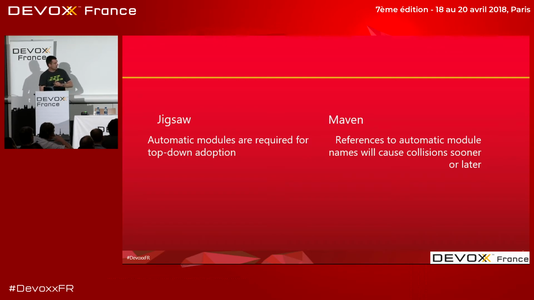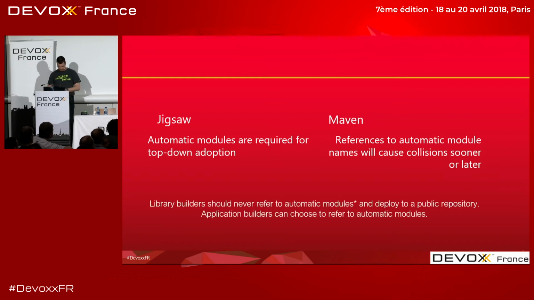So the Jigsaw team says automatic modules are required for top-down adoption. That means that you as application builders, if you want to make your project modular, automatic modules are required, whereas we from Maven said referring to automatic modules will cause collisions sooner or later, with the example of NPM making it quite clear, I hope. So what we say is library builders should never refer to automatic modules if they want to deploy to a repository like Maven Central.